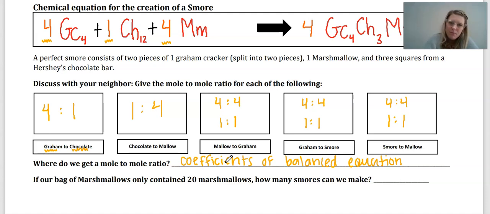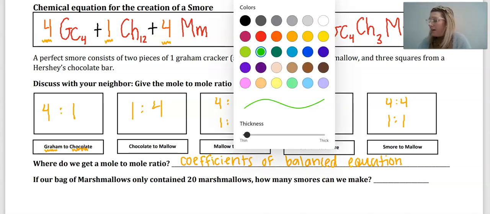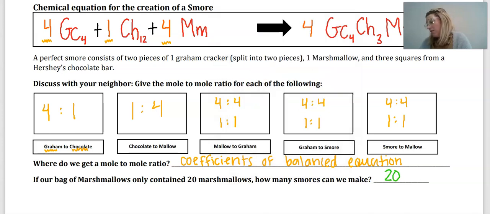Now, you might look at this problem and say, well, Miss Delia, that's really simple, right? If I have 20 marshmallows, each s'more requires 1 marshmallow, and therefore I can make a total of 20 s'mores. And if you're thinking that, you're totally correct. That is the correct answer. However, I do want to show you using stoichiometry how we would get to that answer.